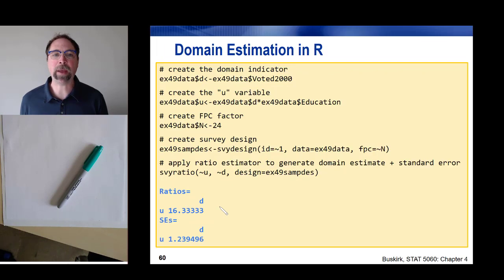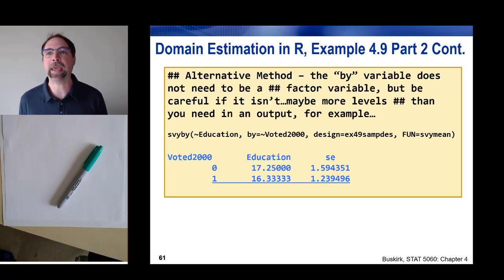Now there is an alternative way. So this way forced us to specify the U variable and the D variable. And this is actually just working through the mechanics of what we've already specified before in the prior examples. But there is a faster way in R to do this as well by using the by variable, which does not need to be a factor variable in the data set. But be careful if it isn't, because you might have more levels than you need in the output.